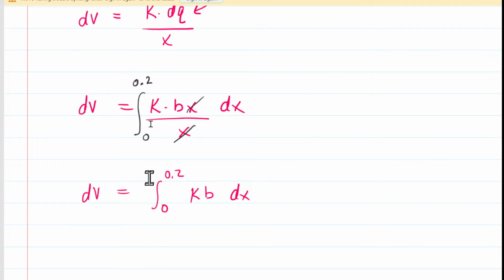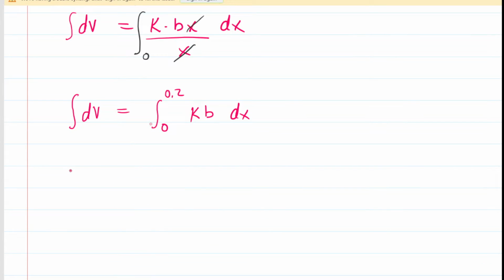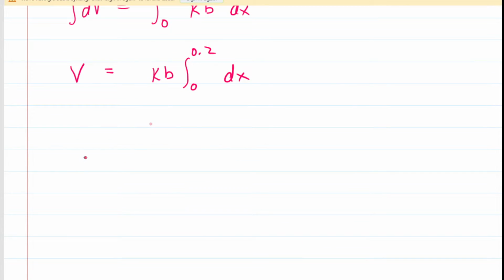And of course, since we're integrating the right-hand side of this equation, we must also integrate the left-hand side. So integrating the left-hand side gives us V. That's exactly what we were looking for. And now we actually have to integrate this expression. Now kb is a constant, so we can factor out the kb to the outside of the integral, and that leaves us with the integral of dx, which of course is just x.